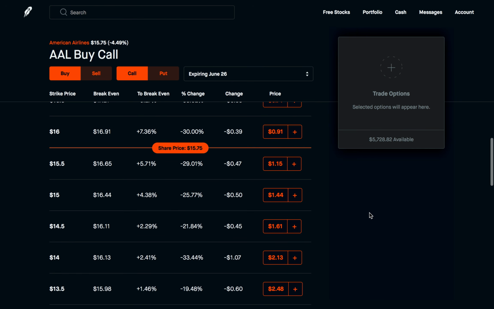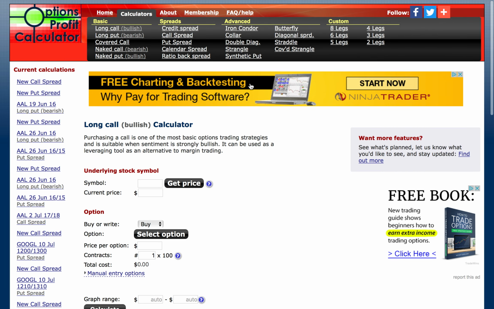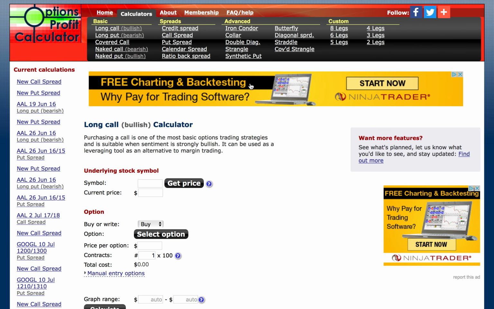Now, remember, when you buy a call, you're hoping that the share price ends up going above the strike price of the call you bought. In contrast to that, when you sell a call, most of the time you're hoping that the share price stays below the strike price of the call you sold, right? Again, for this demo, we're going to be using this options profit calculator because it comes in very handy when we're trying to visually see what's happening with our net losses and our net gains on a particular day leading up to the expiration date, depending on what the price of the stock is.